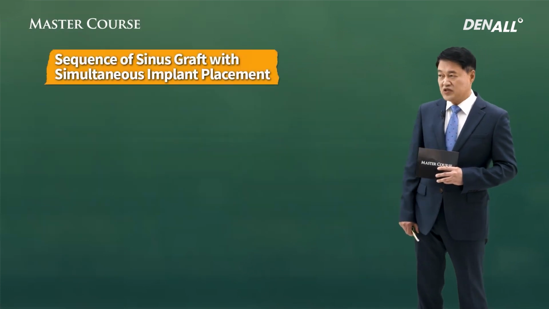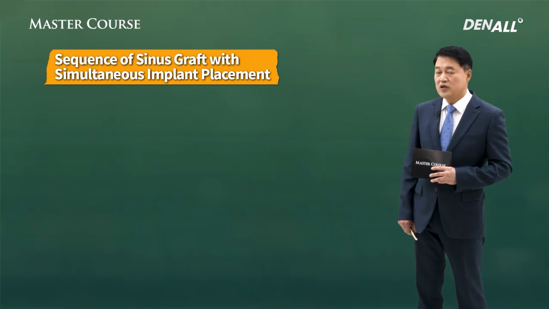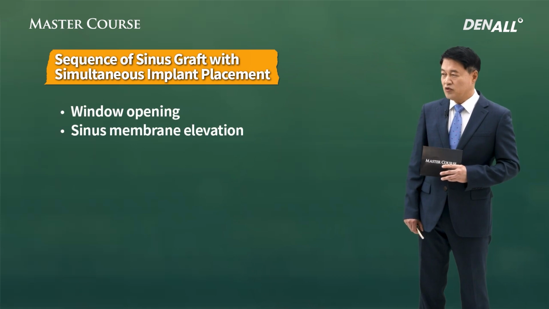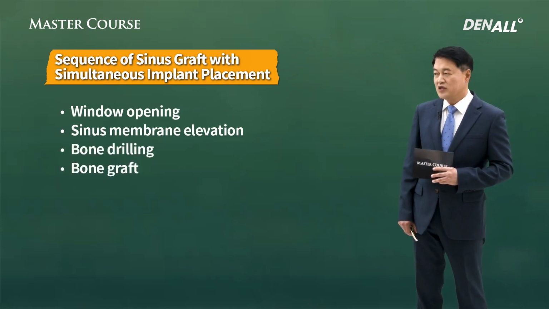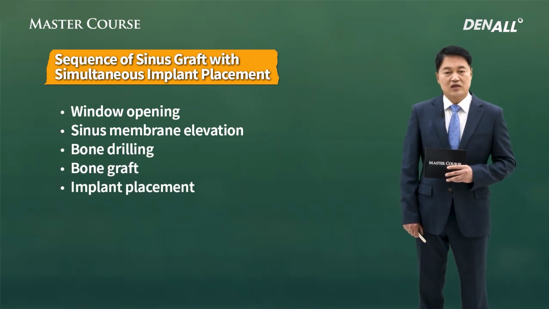Implant immediate placement was done with sinus graft. If you look at the order of placing the implant immediately and doing sinus graft, you open the window, lift the membrane, and then do bone drilling. Bone graft is done and the implant is placed. This is the process. The important thing is this.